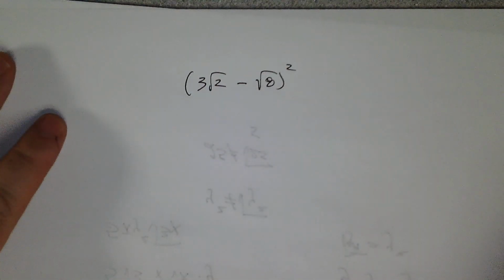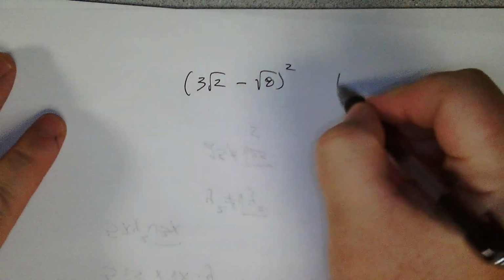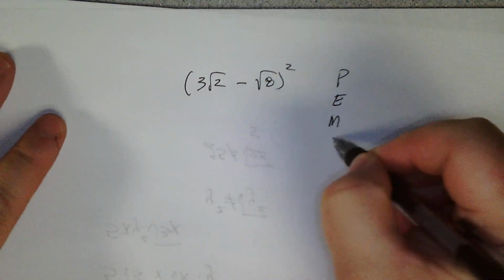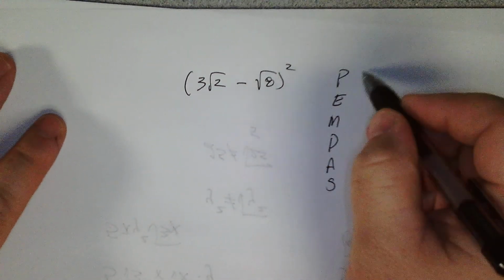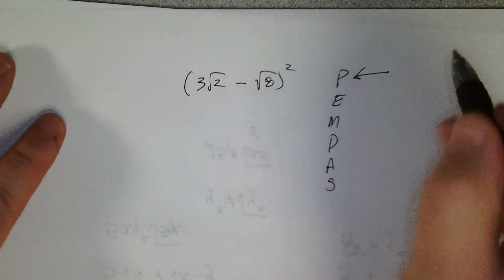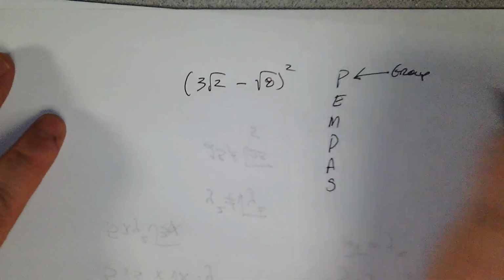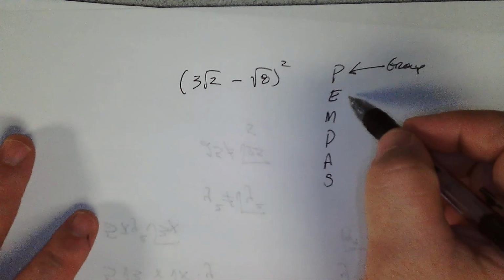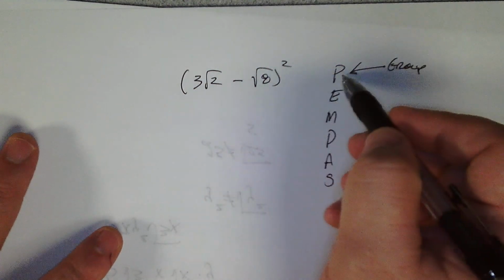Boom, done. Check this out. This is some hotness right here. Your good old buddy, PEMDAS, order of operations. You do anything in a group first. Groups first. Always do the groups first, and then you do an exponent. So we got an exponent, but we got to do the groups first.